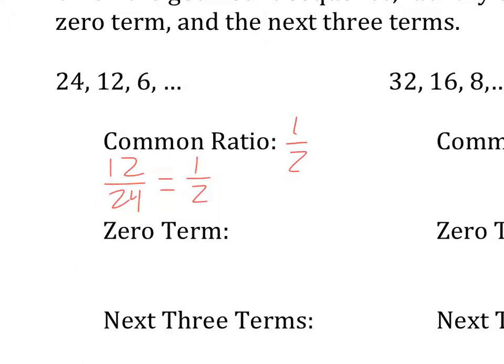Now our zero term, we do the opposite. So if we're dividing by 2 each time, or multiplying by 1/2, now we're going to multiply 24 times 2, which gives us 48. That will be our zero term. I got that by 24 times 2.